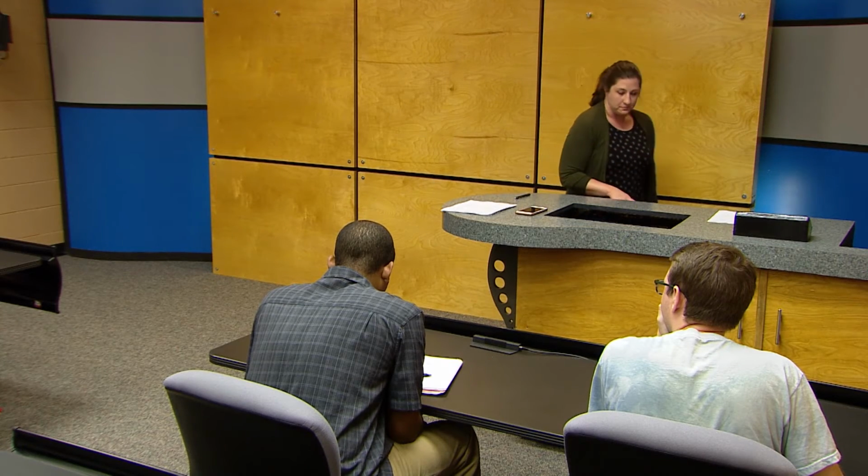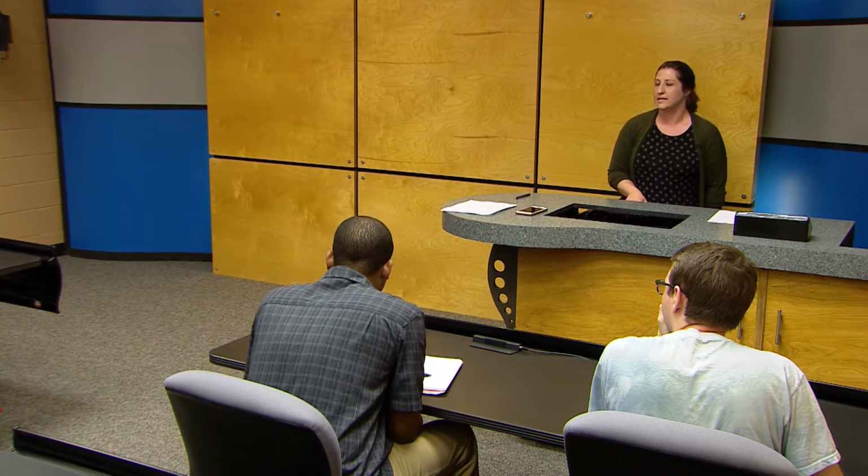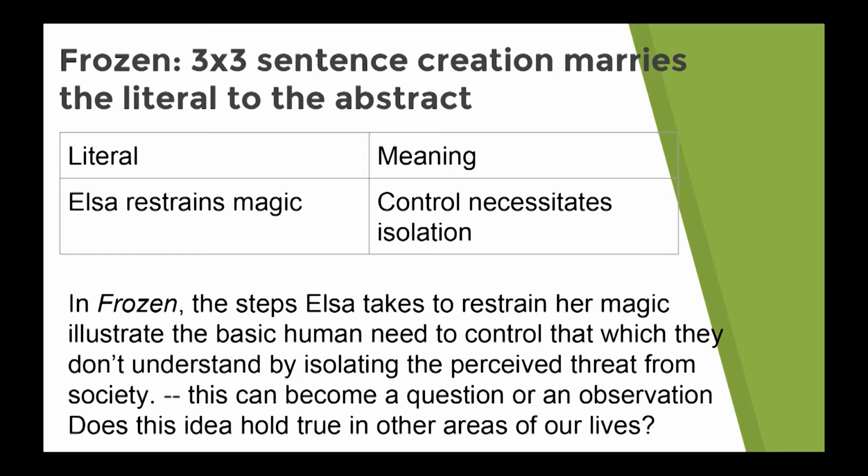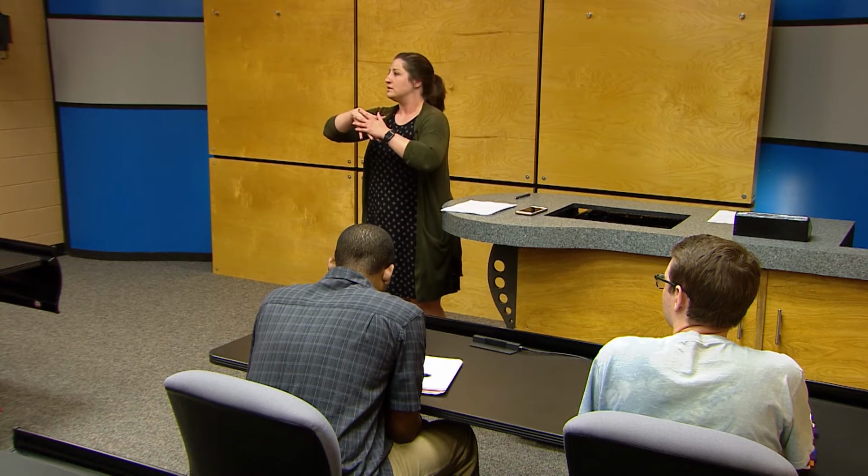So what I asked them to do was take one line here and turn it into a sentence. Hers was, in Frozen, the steps Elsa takes to restrain her magic illustrate the basic human need to control that which they don't understand by isolating the perceived threat from society. And then that sentence or observation can turn into a question. Does this idea hold true in other areas of our lives? And now we're off to the races, right? Are there places where we need to control? Are there places where we react violently to perceived threats? Once we ask that question, the Socratic Seminar is over. They're just gone until the bell rings, right?